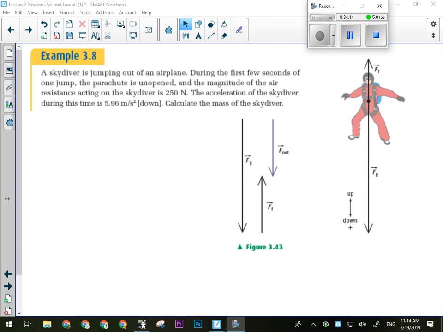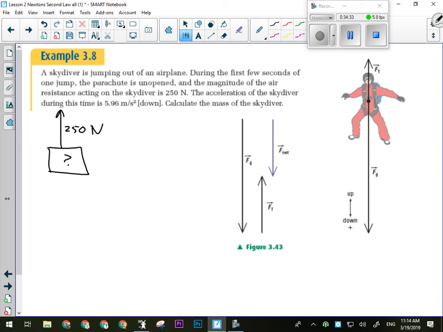All right, so the skydiver jumps out of the airplane. During the first few seconds of one jump with the parachute unopened, the magnitude of air resistance acting on the skydiver is 250 newtons. So if I'm looking at a free body diagram here, I don't know the mass of the skydiver, but I do know that the upward force on them is 250 newtons. And we know that the acceleration of the skydiver, his net acceleration, is 5.60 meters per second squared, and that's going to be negative because it's downwards. Calculate the mass of the skydiver.